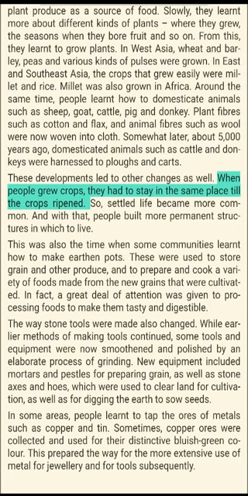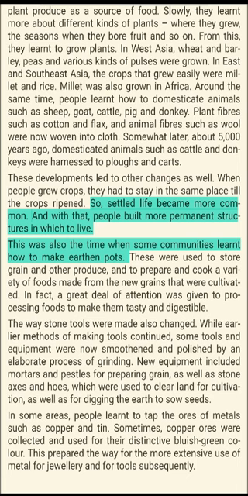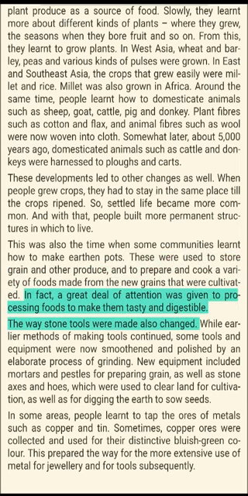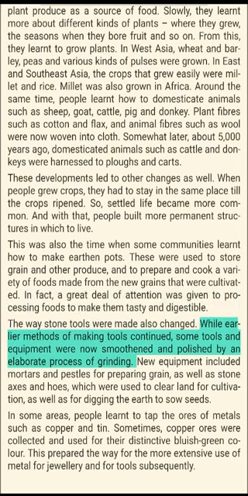These developments led to other changes as well. When people grew crops, they stayed in place till the crops ripened. So, settled life became more common. And with that, people built more permanent structures in which to live. This was also the time when some communities learned how to make earthen pots. These were used to store grain and other produce, and to prepare and cook a variety of foods made from the new grains that were cultivated. In fact, a great deal of attention was given to processing foods to make them tasty and digestible.